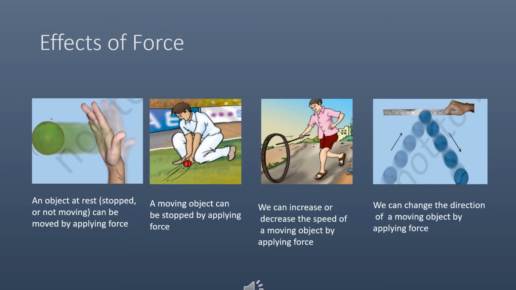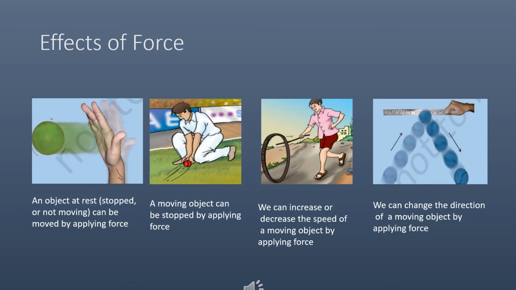Now, a moving object can be stopped also by applying force. That is the second effect of force. For example, a ball is slowly running towards you. You can stop it by showing your hand against its movement. So, that is the second effect.